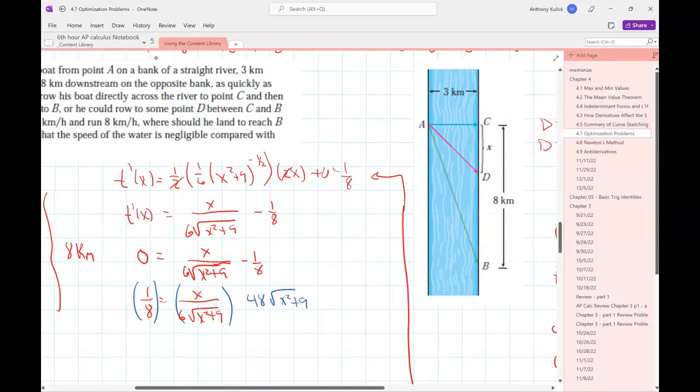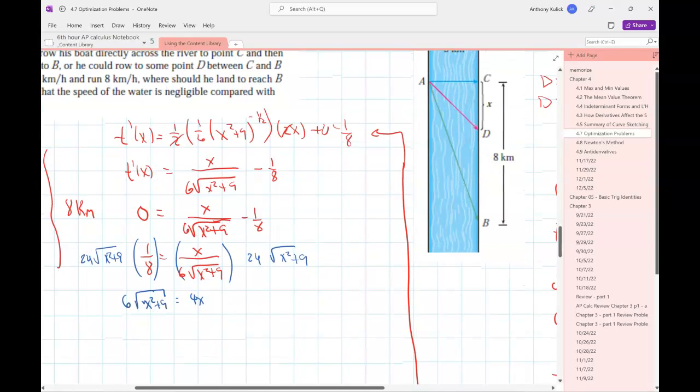Why 48? Actually, I shouldn't do that. I should do 24, right? That's the least common. 48 would have been okay, but I would have just had reducing left to do. So I'd end up with 6 square root of x squared plus 9 over here equals 4x over here. And that shouldn't be 6. That's a 3. Dum-dum.